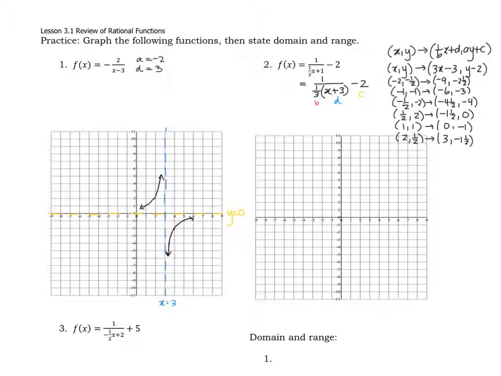So we have (-9, -2.5) there, (-6, -3), and then (-4.5, -4), and I can draw my curve through those points like so. Okay, and then I have (-1.5, 0), I have (0, -1), and then I have (3, -1.5). And I can again draw my curve through the points like so in my graph.